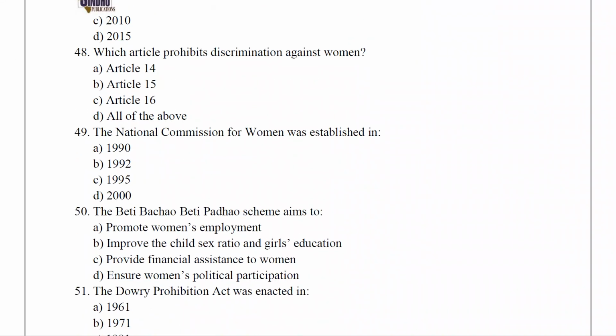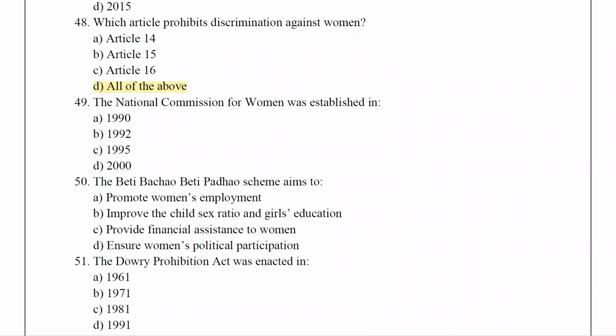Which article prohibits discrimination against women? Article 14, Article 15, Article 16. The answer is all of the above. They all prohibit discrimination against women. The National Commission for Women was established in 1992.